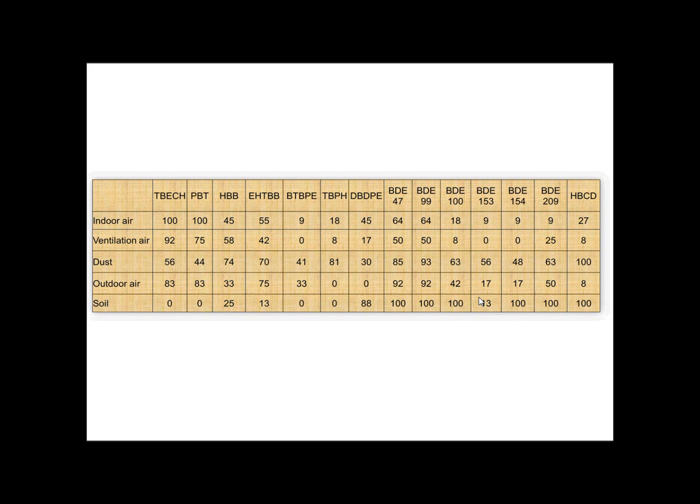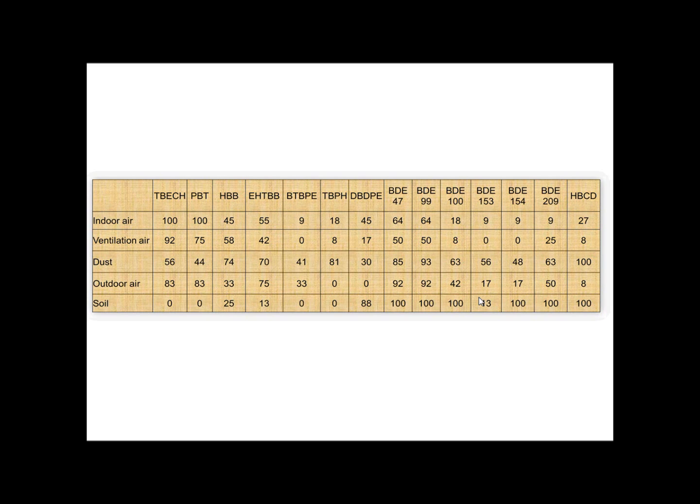More volatile EBFRs, such as TBECH, pentabromotoluene, and hexabromobenzene, were detected frequently in indoor and ventilation air, while the PBDEs were found more frequently in dust and soil. Other EBFRs of interest include EHTBB, BTBPE, TBPH, and DBDPE. There were no correlations between compounds in indoor air and ventilation system air. However, the concentrations were not significantly different, indicating the variability between specific microenvironments is just as large as the variability between buildings.